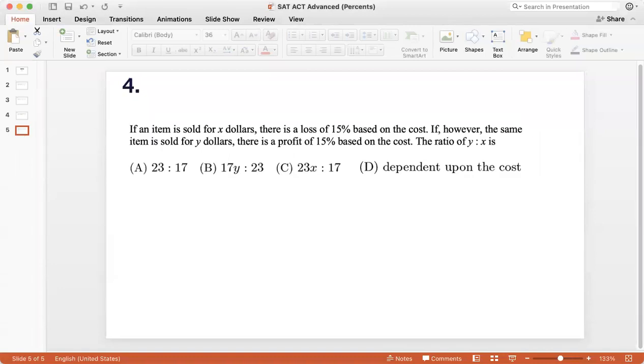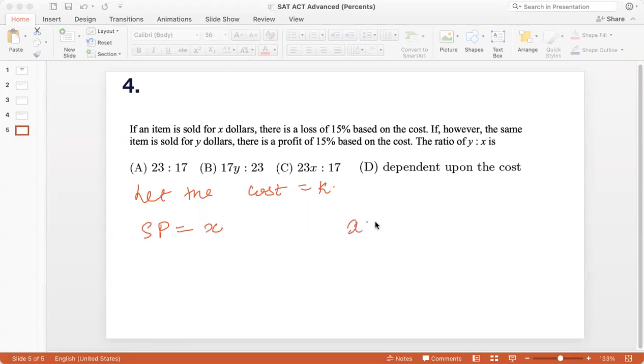Question 4, if an item is sold for X dollars, there is a loss of 15% based on the cost. If, however, the same item is sold for Y dollars, there is a profit of 15% based on the cost. The ratio of Y to X is what? Okay, so let the cost be K, right? So if I sell it for X dollars, so if my selling price is X dollars, then there is a loss of 15%.